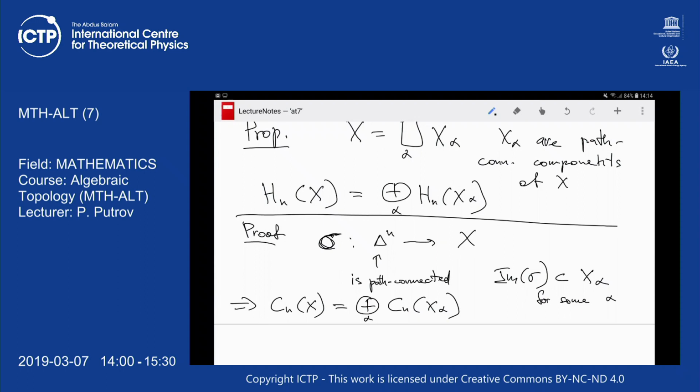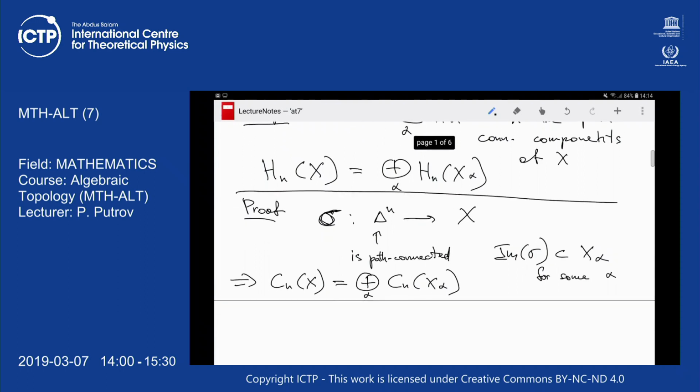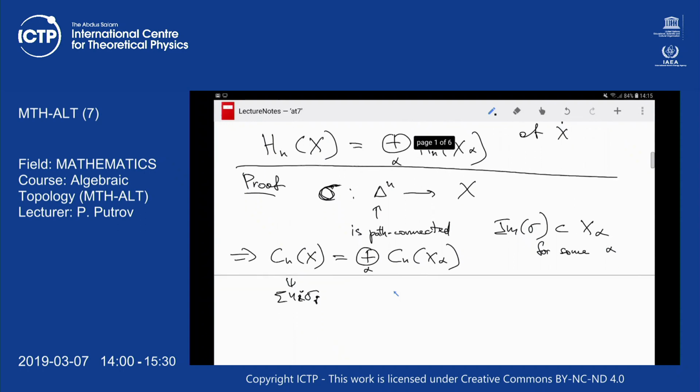Right? Because for an arbitrary element of this group, each sigma i we can put in one of these pieces. That's why the thing splits into a direct sum.